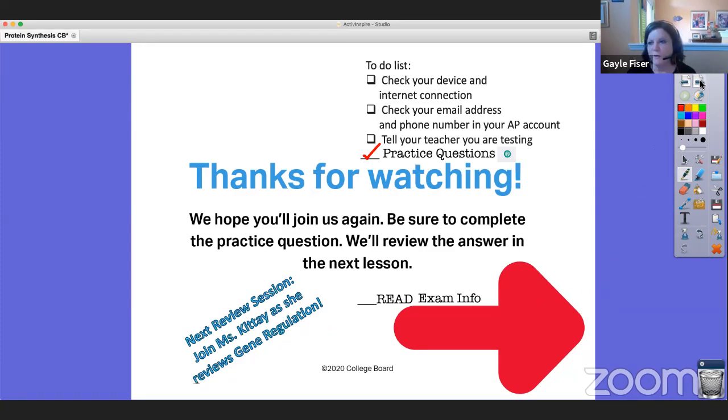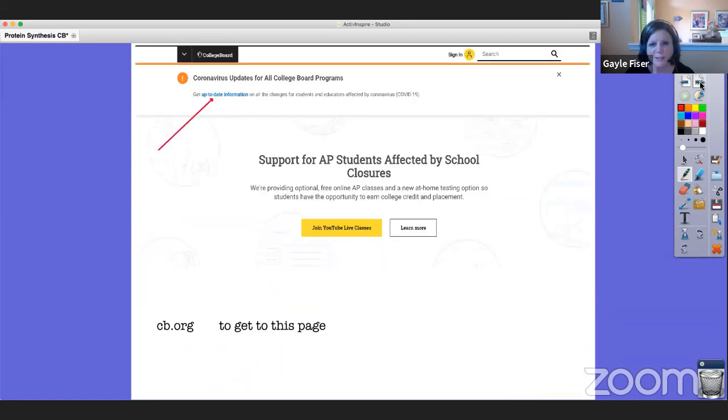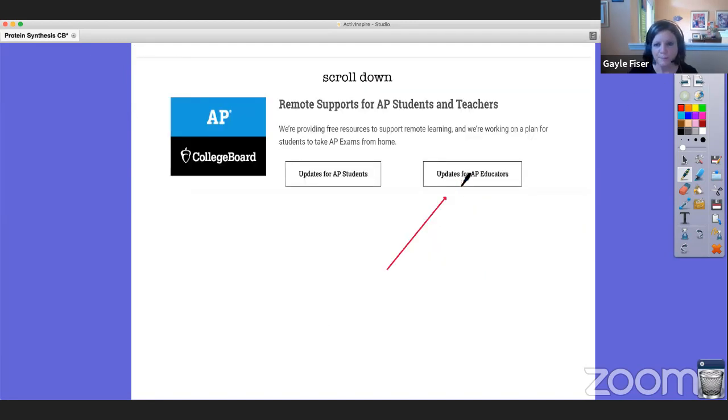And now I want to go over just a few slides. I put this together this morning after this was released yesterday. So if you go to cb.org, you'll get to this page, okay? And then you click on this blue up-to-date information, and then that's going to take you to this page. And you could go either way, depending on if you're a student, you're not banned from this updates for educators, okay? This information, if you're not able to contact your teacher, you need to be reading it yourself anyway.